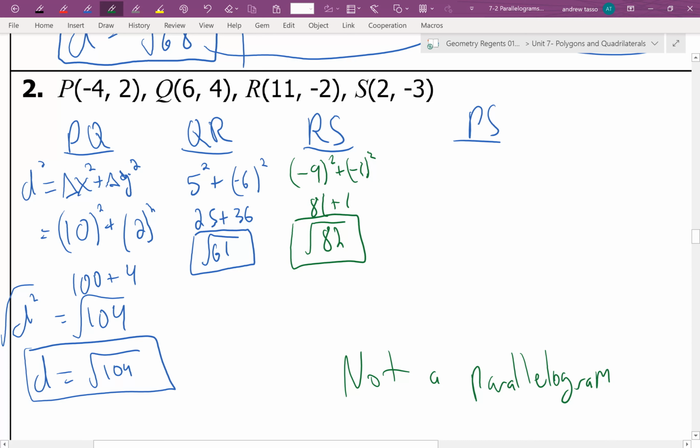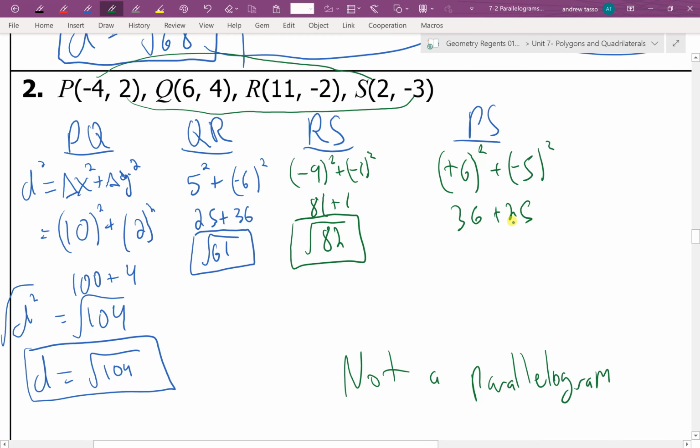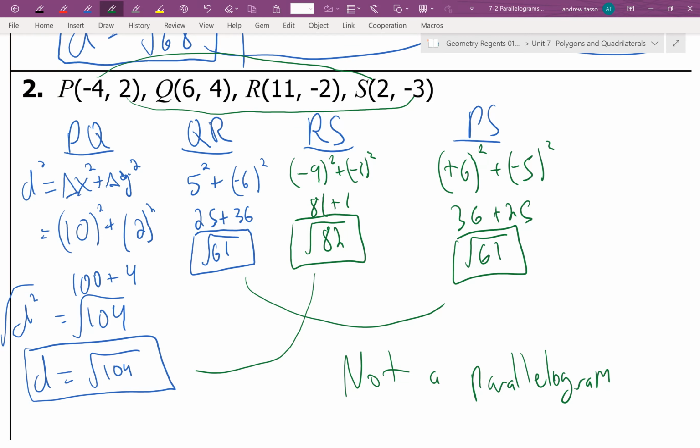right? But just to complete this, to do PS, the change in x would be going up by 6, and then the change in the y value is that it goes down by 5. So we have 36 and 25, so that makes a total of 61 square root. Okay, so it's true that these are equal, but it's not true that these ones are equal. So we would need 2 pairs of equal sides for it to be a parallelogram. Therefore, we know that it's not a parallelogram.